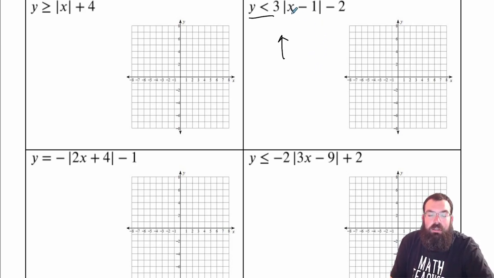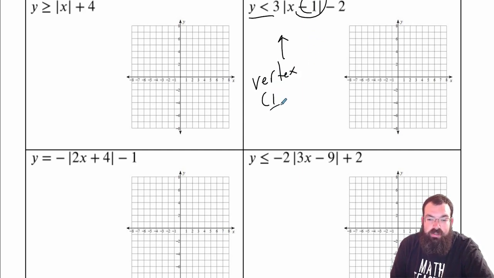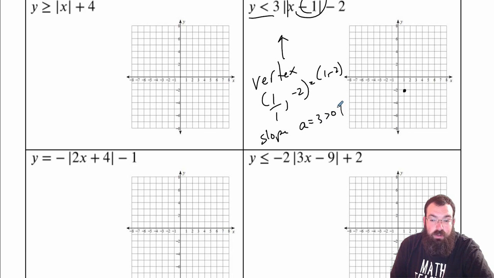All right, so vertex. Flip this number here, 1, divided by the number in front of the X, which is 1, comma, negative 2, which is just 1, comma, negative 2. That's the vertex, 1, comma, negative 2. For the slope, A is equal to 3, which is greater than 0, so it goes up. Fantastic. Then I have to multiply that by the number on the inside, so it's 3 times 1, 3.